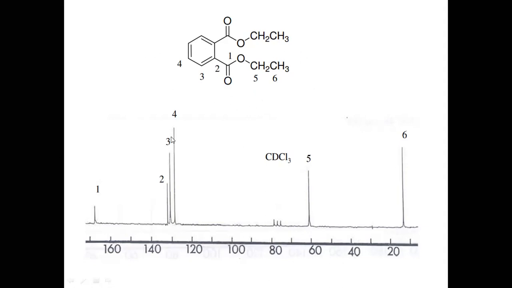Again, what is this value? This signal, around 170. What is this signal for? Carbonyl carbon. Very good. That signal is for carbonyl carbon. And for the other signals, this fifth signal is for this CH2, this one is CH3, and these 3 signals must be from the aromatic part. 2, 3, 4 are from the aromatic part. Okay, right? So like this, we can go through many types of examples to understand.